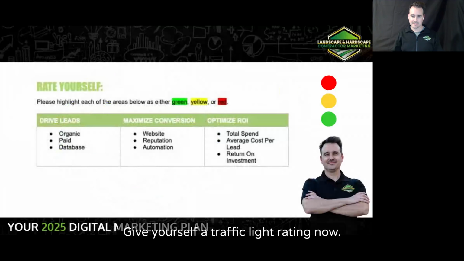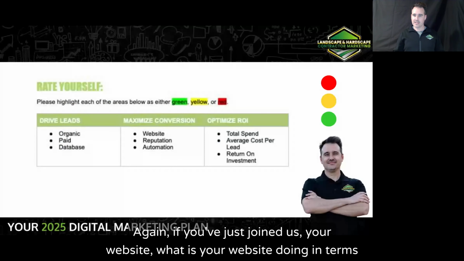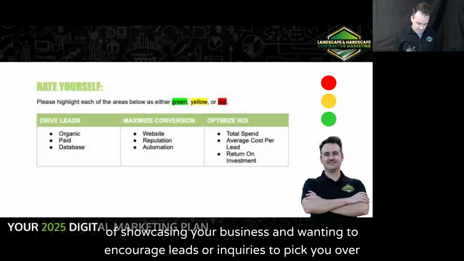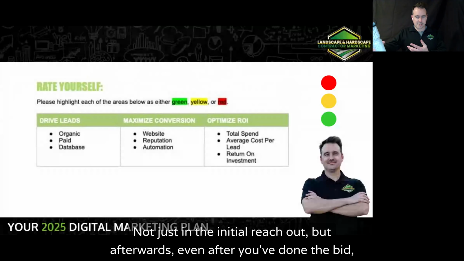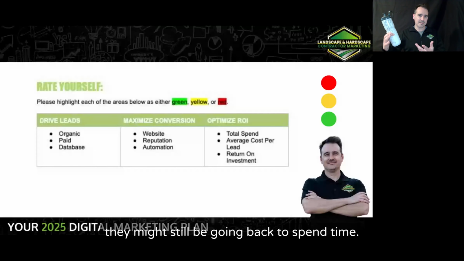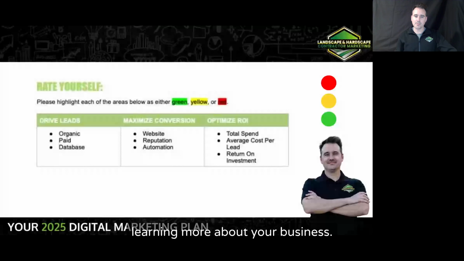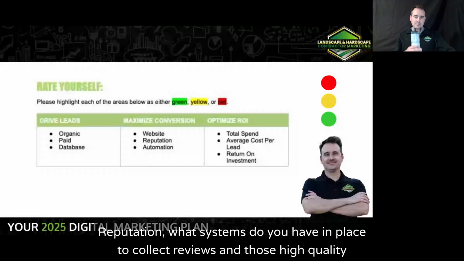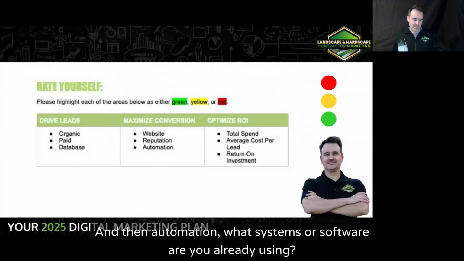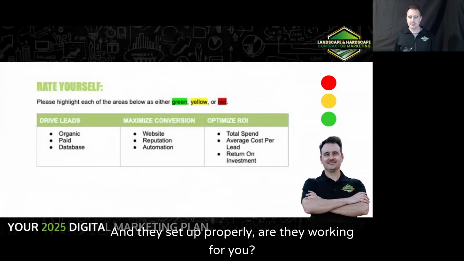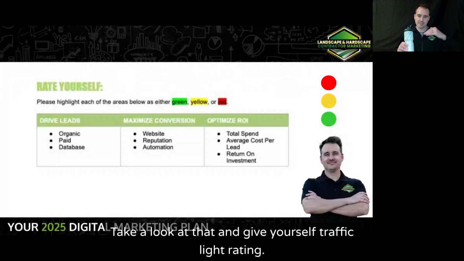Give yourself a traffic light rating now. Again, if you've just joined us, your website, what is your website doing in terms of showcasing your business and wanting to encourage leads or inquiries to pick you over other companies? Not just in the initial reach out, but afterwards, even after you've done the bid, they might still be going back to spend time learning more about your business. Reputation. What systems do you have in place to collect reviews and those high quality reviews? And then automation. What systems or software are you already using? And are they set up properly? Are they working for you? Take a look at that and give yourself traffic light rating.